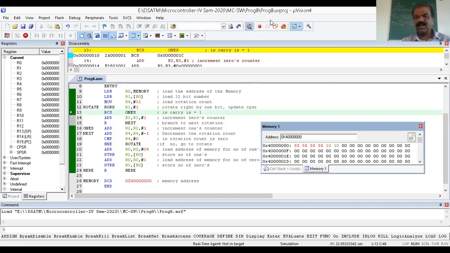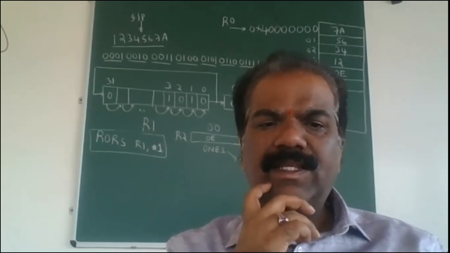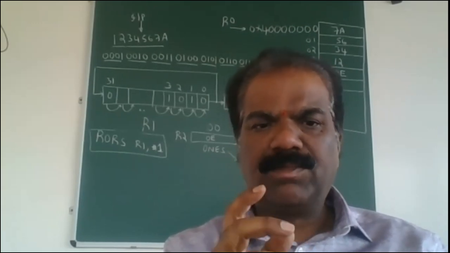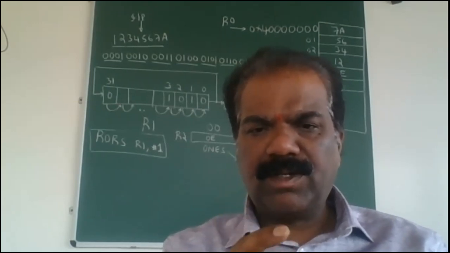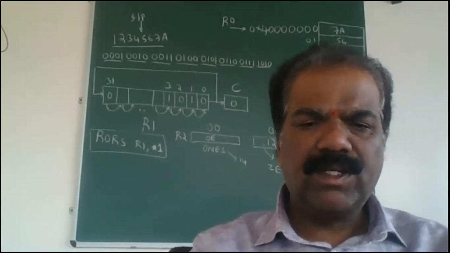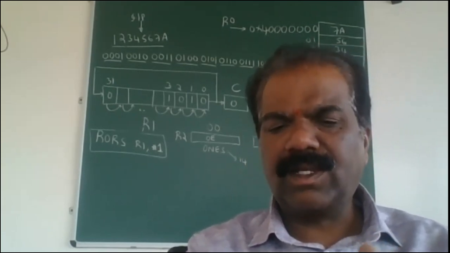I think you understood this. I wrote this program for a 32-bit number. Therefore, we have to count number of ones and number of zeros in a given data.